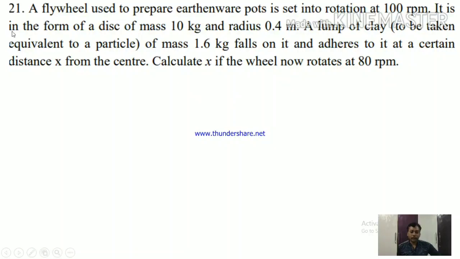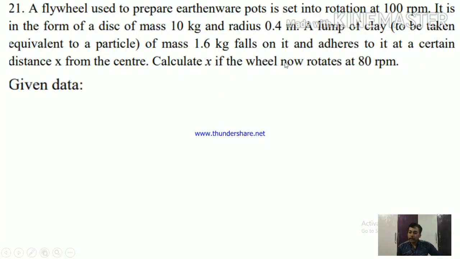Now here a flywheel is prepared. Initially that flywheel is rotated at 100 rpm. Now a lump of clay falls on the flywheel and sticks to it, whose mass is 1.6 kg is given. Now due to that lump of clay, the rotation is reduced and it becomes 80 rpm. Now we have to calculate the distance of that lump of clay from center.